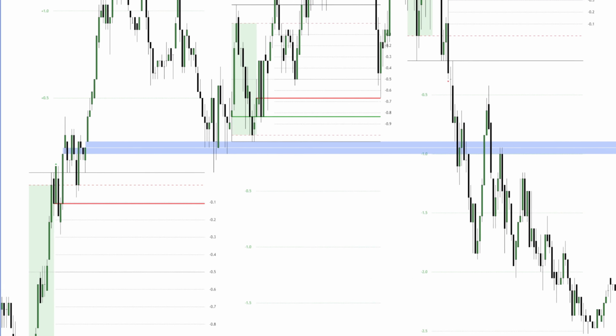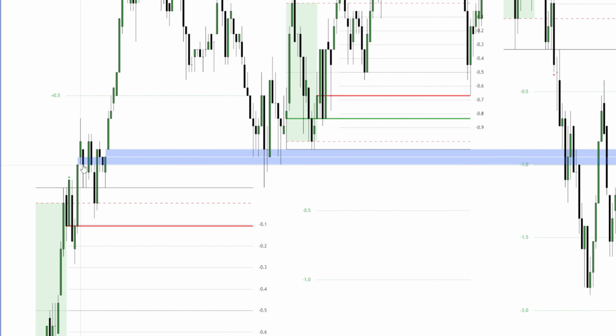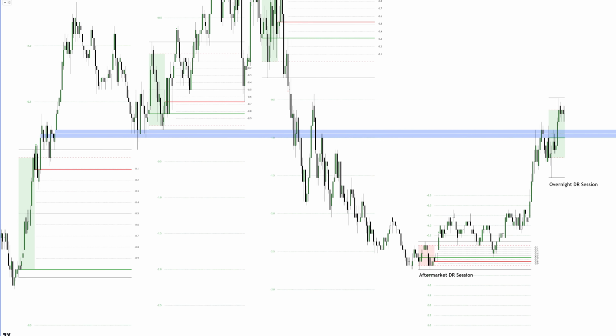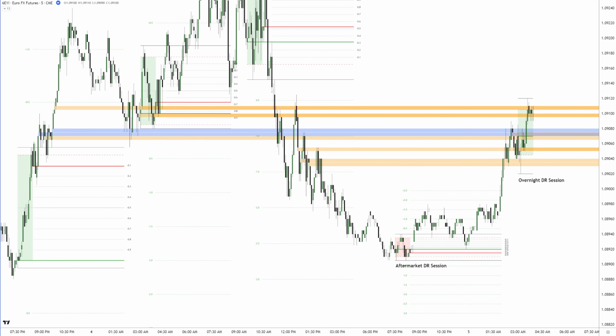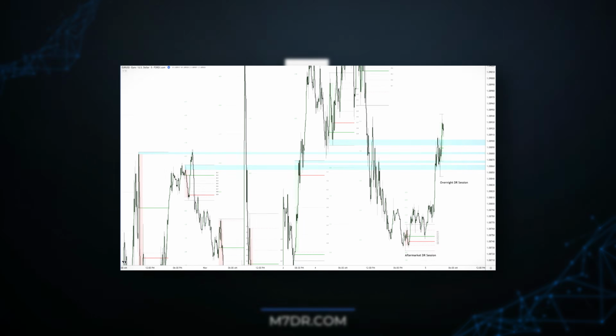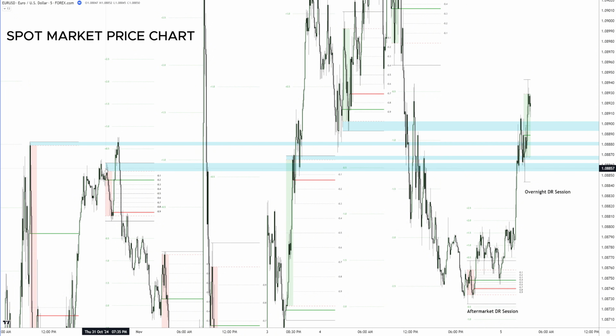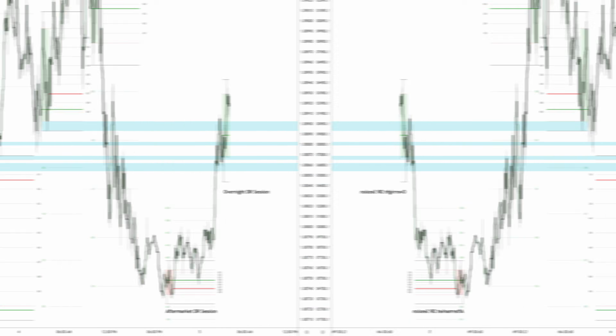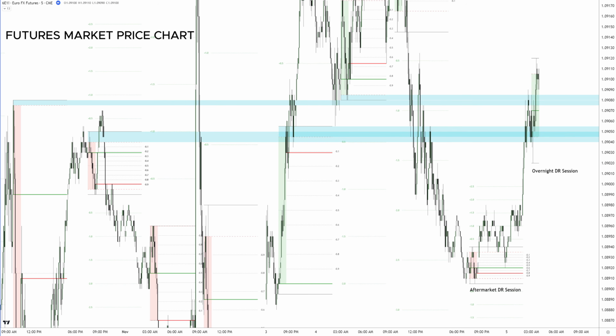Here we have 2 gap imbalances from the previous day's aftermarket DR session and several volume imbalances within the current range. These areas can be helpful in decision making. The next step is highlighting previous DR levels. Here we have 4 from the previous day's price action that align with the current range. Make sure to highlight them on the futures price chart as well for better clarity.